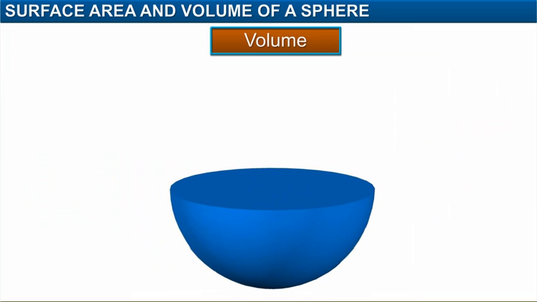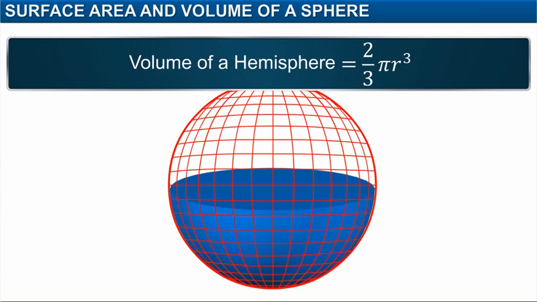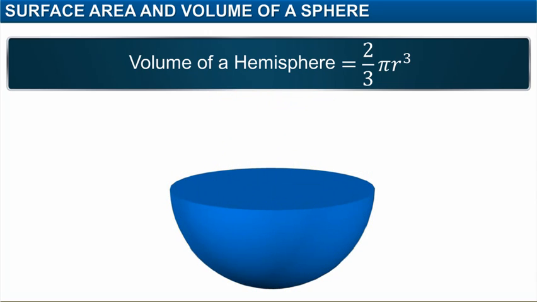Since the hemisphere is exactly half of the sphere, it follows directly that the volume is half the volume of the sphere, that is, 2/3 pi r cubed.